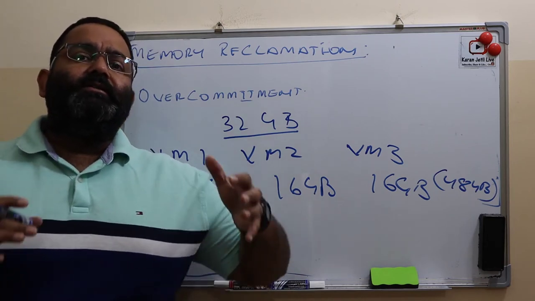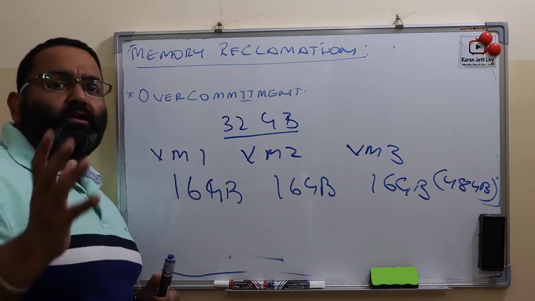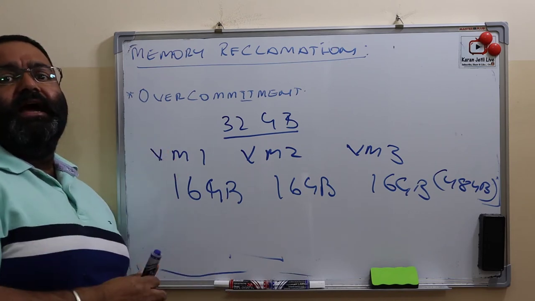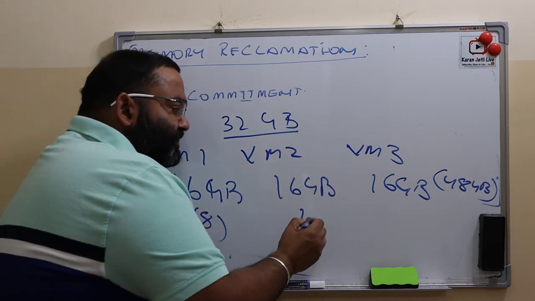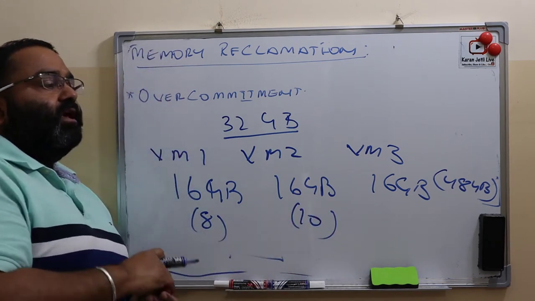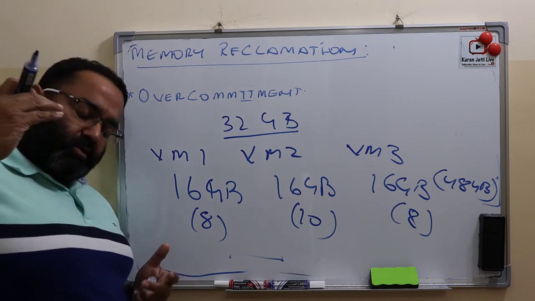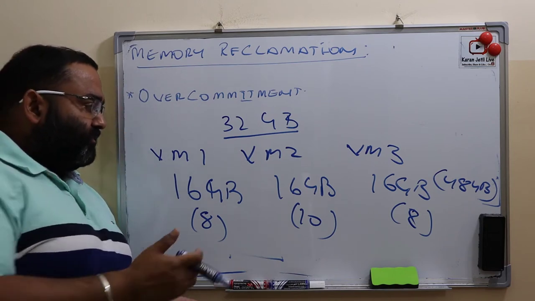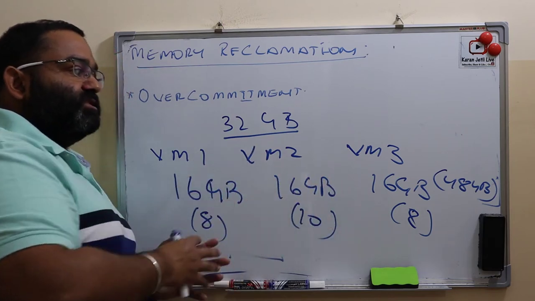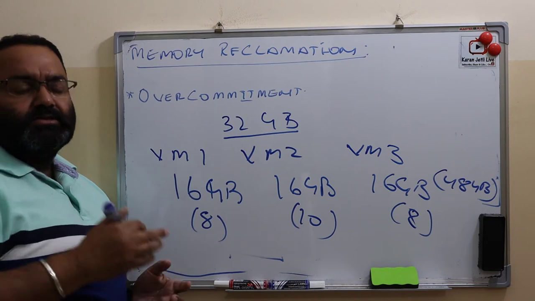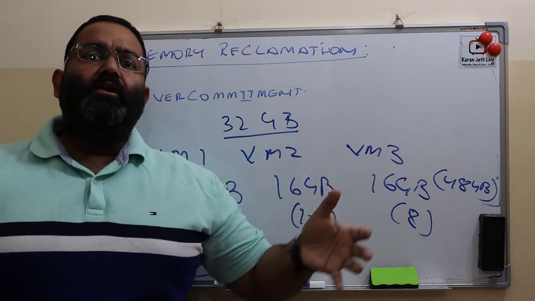In overcommitment, the concept which we assume is that all virtual machines need memory, but they do not need all the memory at the same time. At one time this may need 8 GB, and at another time this may need 10 GB. So 8 plus 8 is 16, 16 plus 10 is 26. We allocated each of them 16 GB, but at a time they all need a total of 26 GB, which is far less than 32 GB. So this way they can all manage.